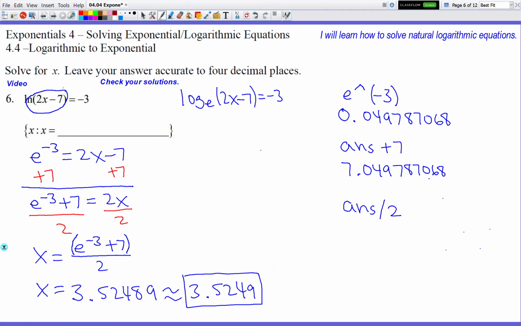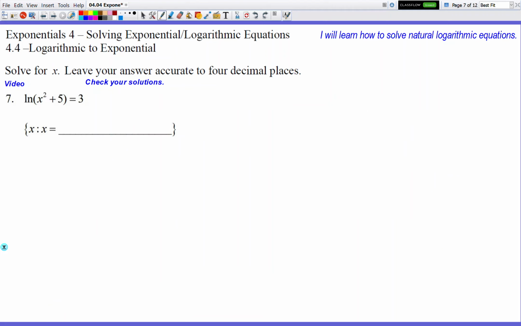So I'm going to times it by 2. Then I'm going to subtract 7, and I get 0.0498, which is still positive. So therefore, this answer is legit. Okay, this answer is good to go because it didn't create a negative when I multiplied it by 2 and I subtracted 7. So it's good to go. Okay. All right, next problem.